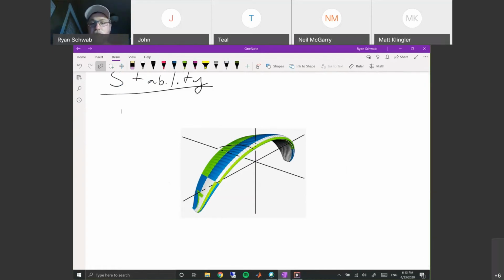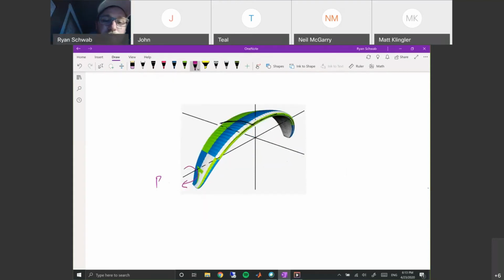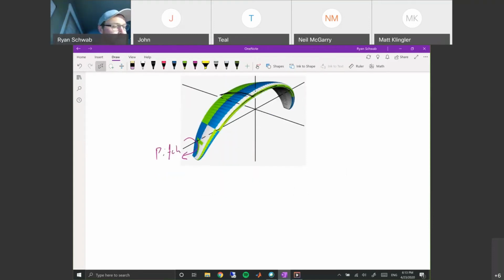So again, we've got our paragliding wing here, leading edge right here in the front, chord right here, span going along the leading edge. We're going to talk about stability in three directions: pitch, roll, and yaw. So our pitch stability is going to be kind of rotating around this axis here. In other words, if you were to look up as you're flying, your wing moving forward or backward, that's pitch in this case.